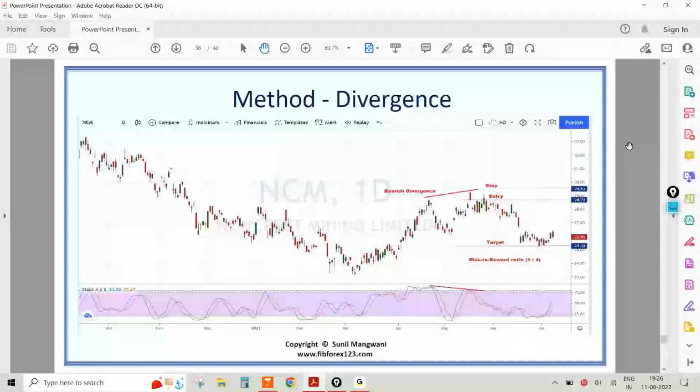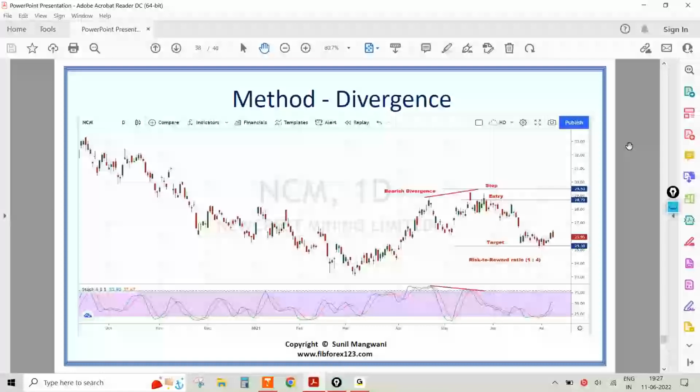This was a divergence on an Australian company. I was doing a session for the Australian Technical Analyst Association. I do some sessions for them and we talked about this. Again, I'd mentioned risk to reward ratio over here. The NCM is Newcrest Mining, a company based out of Australia. A good bearish divergence, as you can see, good risk to reward ratio 1:4. Price came and stopped exactly at the target.